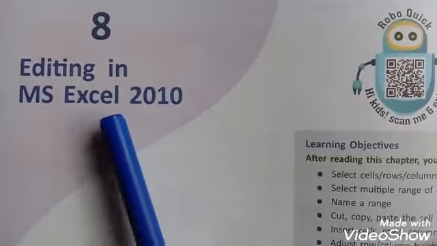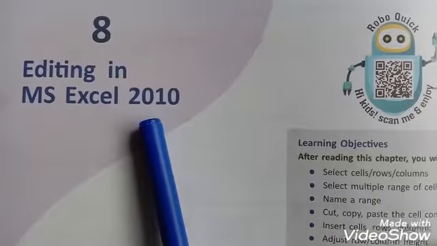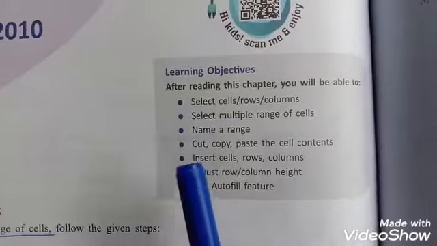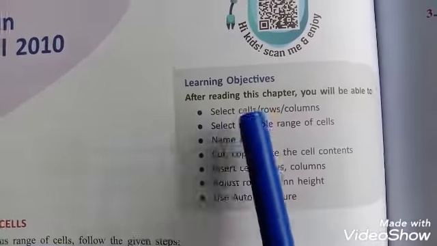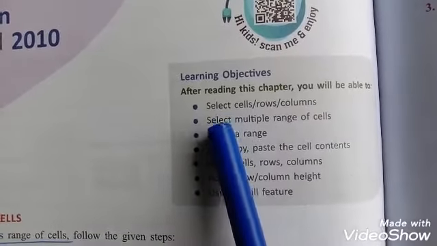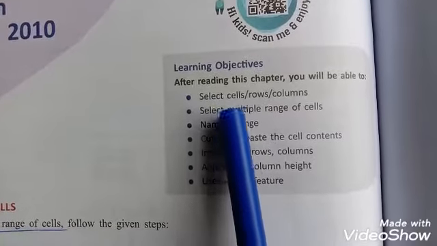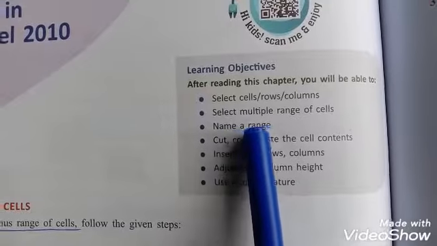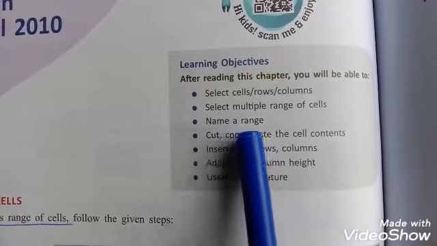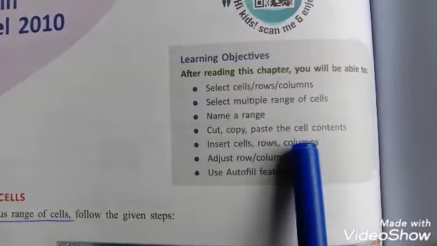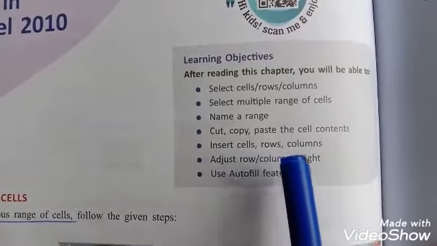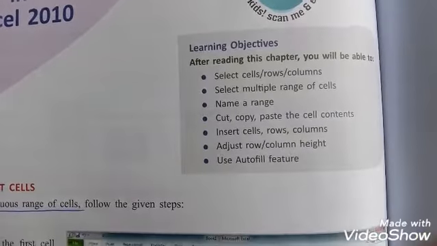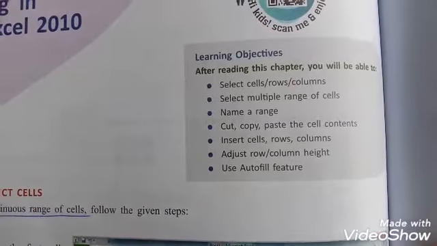Now we are going to start chapter number 8, editing in MS Excel 2010. And after reading this chapter, students will be able to discuss different points related to MS Excel 2010. First step is select cell, rows, columns. Select multiple range of cells, name a range, cut, copy, paste the cell contents, insert cells, rows, columns, adjust rows, column height, auto fill feature.